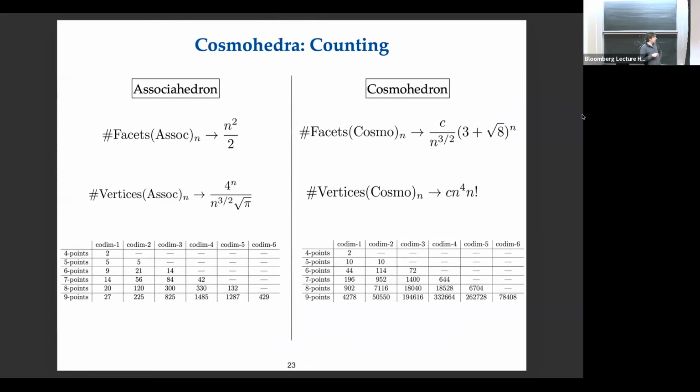So the counting is the following. For the associahedron, which basically encodes scattering amplitudes, the number of vertices, meaning the number of Feynman diagrams, grows exponentially. For the Cosmohedron, the facets, some of them will be Feynman diagrams, also grow exponentially, but the number of vertices, meaning the number of contributions to your wave function, goes factorially. So at 9 points, a scattering amplitude will have like 400 terms, the wave function will have like 78,000, and it goes very, very fast.